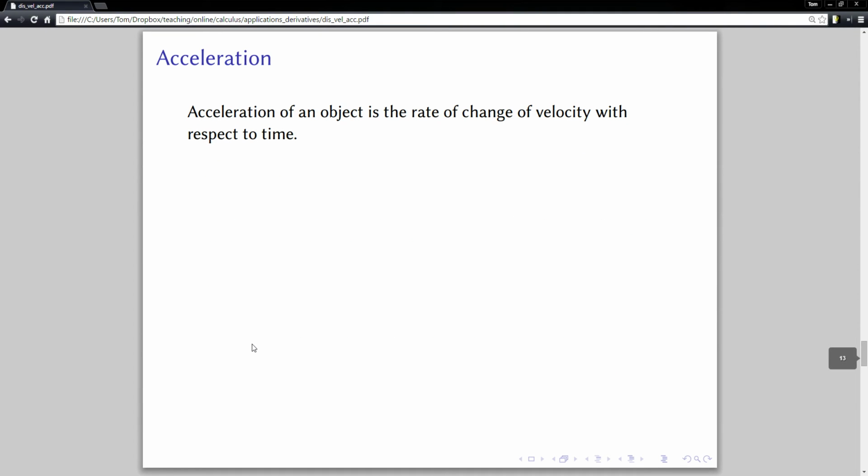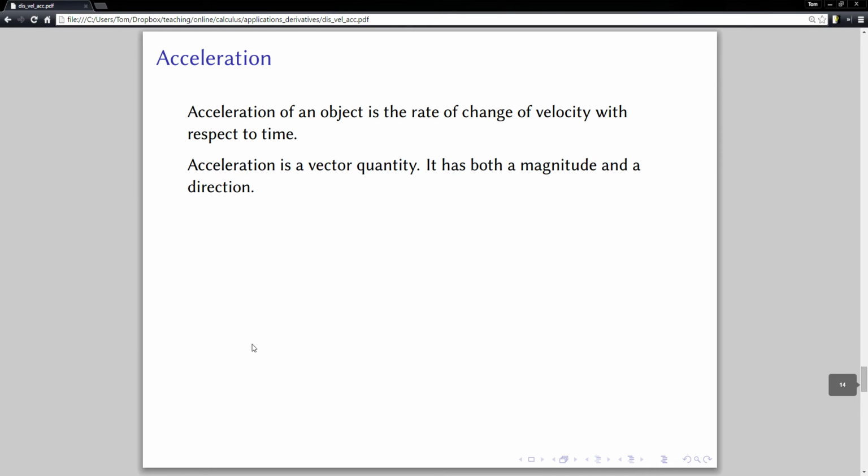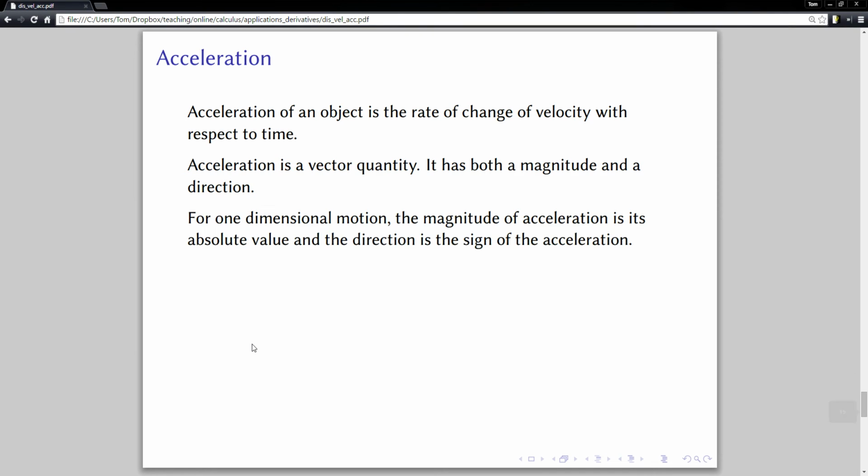Also, what we'll want to know is acceleration. The acceleration of an object is the rate of change of the velocity with respect to time. So it's how fast your velocity is changing. And it is also a vector quantity. It has a magnitude and a direction. And similar to the other quantities, the magnitude is just the absolute value, and the direction is the sign. So positive, you're accelerating in the positive direction, and negative, you're accelerating in the negative direction.